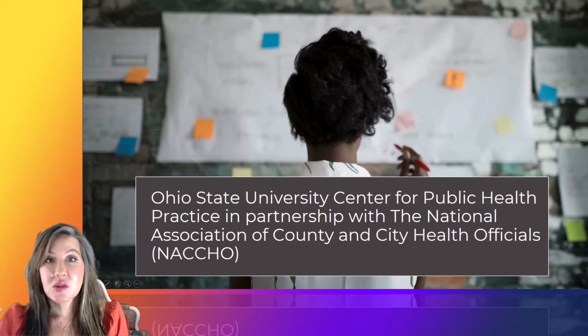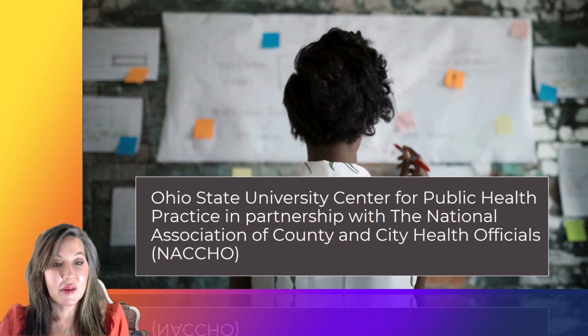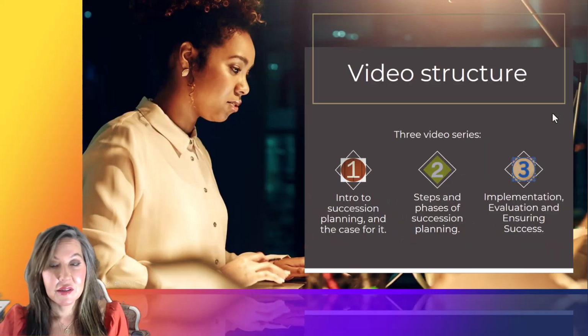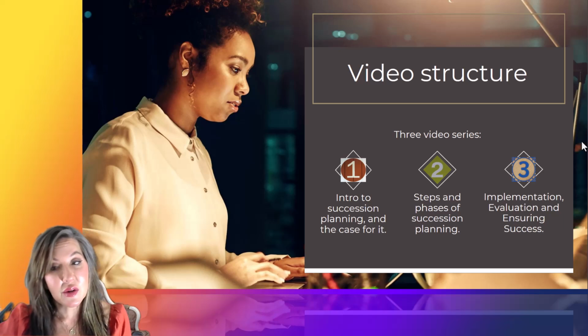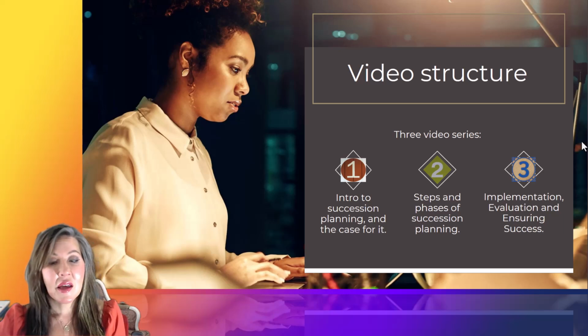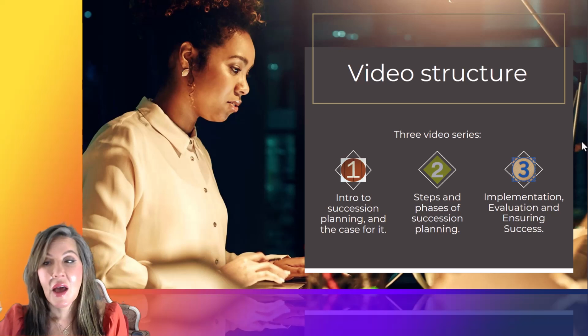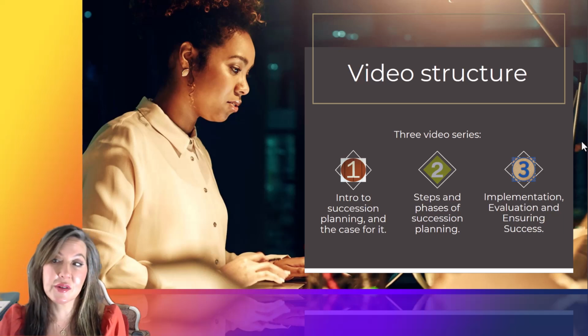Again, the toolkit is brought to us in part by Ohio State University Center for Public Health Practice in partnership with the National Association of County and City Health Officials, or NACCHO. Today's video structure: we've done 3 videos for this toolkit. The first one discussed the introduction to succession planning and what it is and making the case for it. Today's video is number 2, and we're going to be talking about the steps and phases of succession planning. And then video 3 will be the implementation, evaluation, and ensuring success of your succession planning.